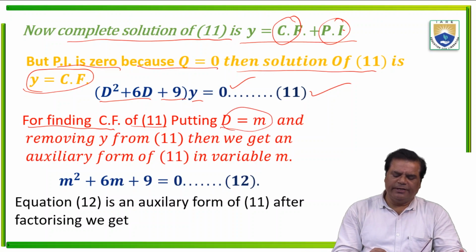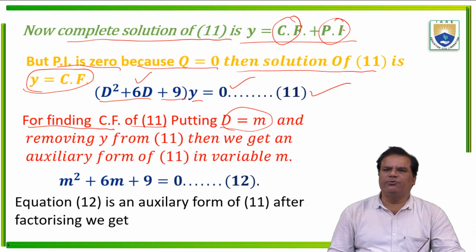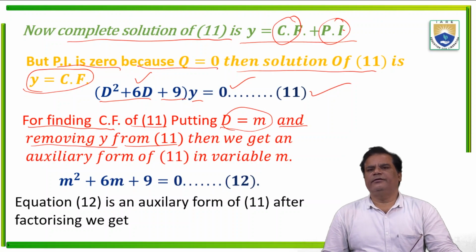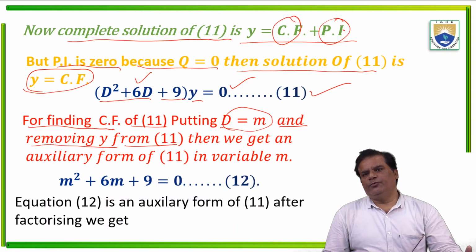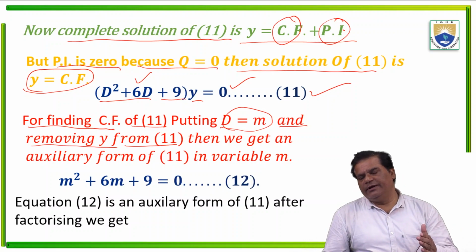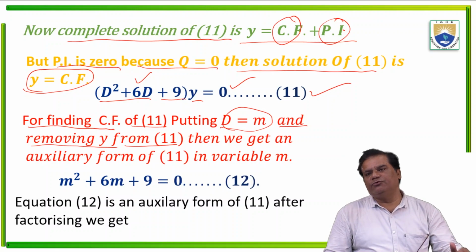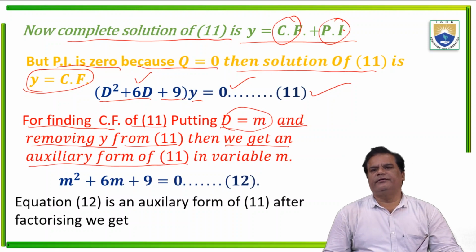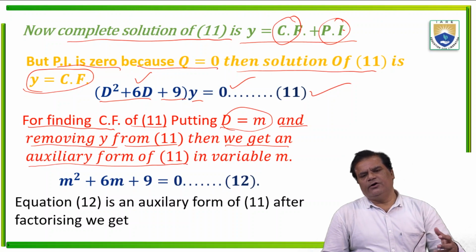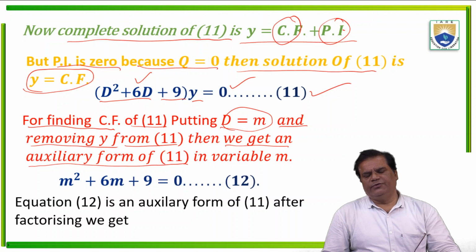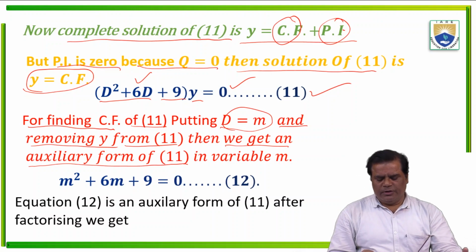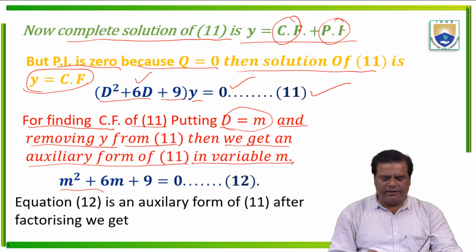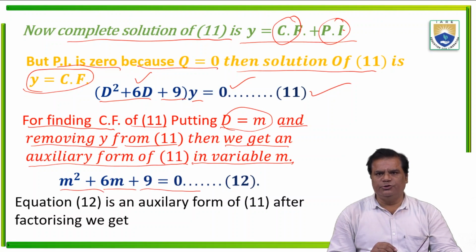Putting d equal to m in equation 11 and removing y from equation 11, we get an auxiliary form of 11, which is in variable m. So we get here m square plus 6m plus 9 equal to 0.